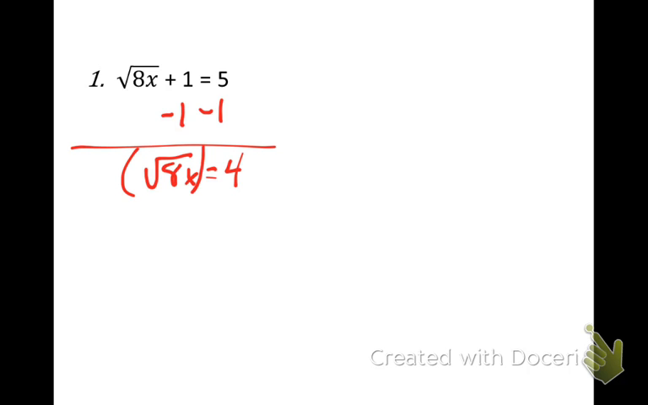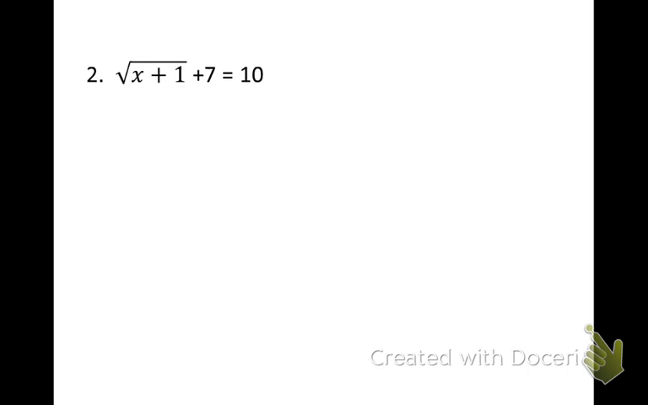In this first problem, if we want to isolate the radical, we need to get rid of the 1. So we're going to subtract 1 from each side and get the square root of 8x equals 4. Now that we have it isolated, next step, remember to square each side. The square root of 8x squared is just 8x, equals 4 squared, which is 16. So we divide by 8 and we get x equals 2. Not a whole lot to it, just follow the rules of what we've been doing.